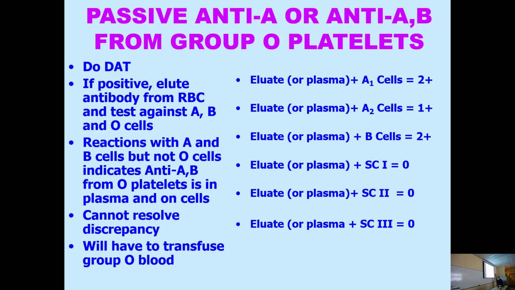So in this situation, we can do all of this. We're going to do a DAT. If positive, we're going to do an elute from the red cell and test against A, B, and O cells. Reactions with A and B, but not O, indicates an anti-AB from O platelets. Cannot resolve discrepancy. We'll have to transfuse group O blood. That's a lot, right? We're going to have to do all these things.